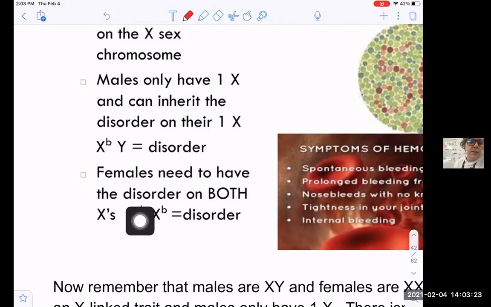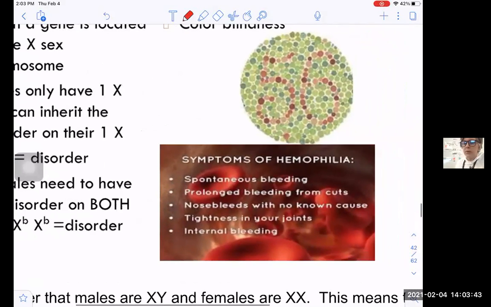Now, these recessive alleles are not all that common, so it's not very common for a female to have 2 of them, but it is more likely for a male to have the 1 recessive allele, which is why more men are colorblind, and also why more men have had hemophilia in the past, especially back when they weren't able to do anything about it.